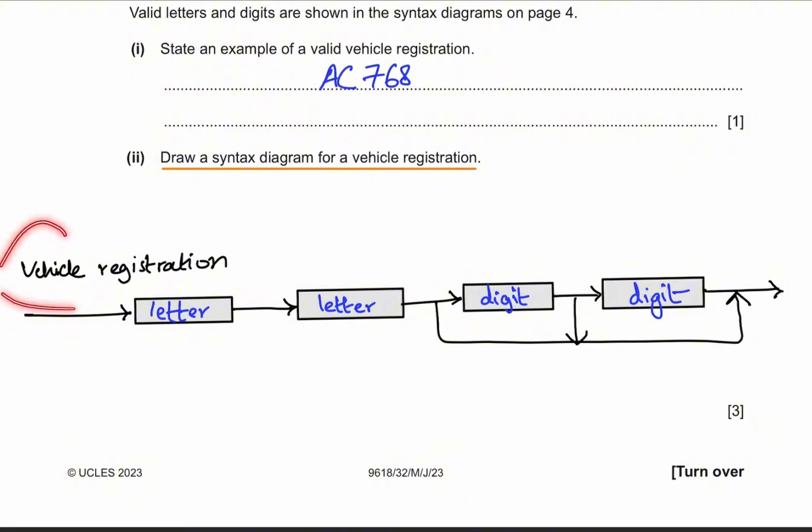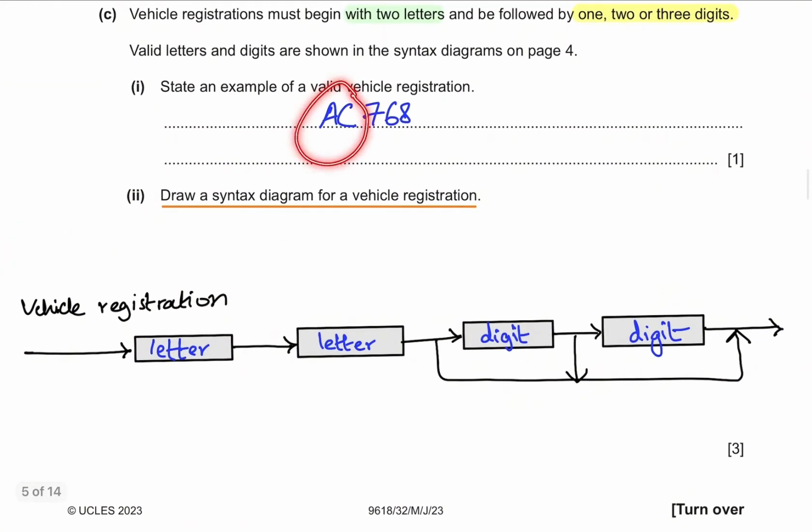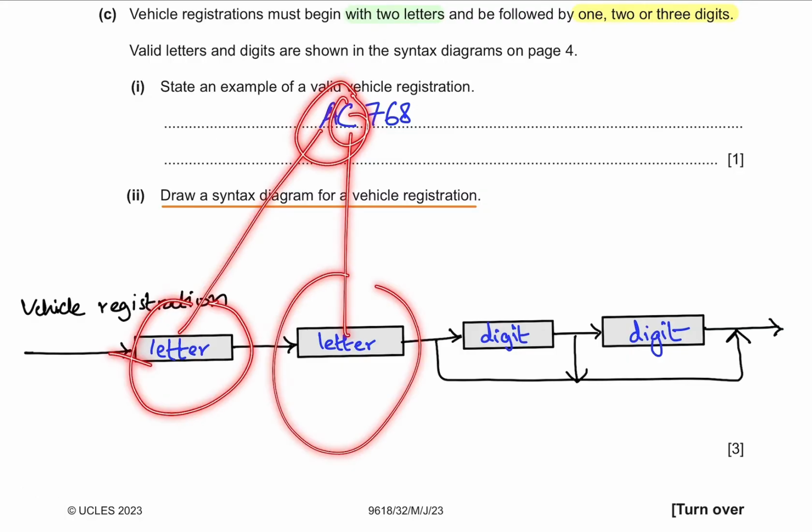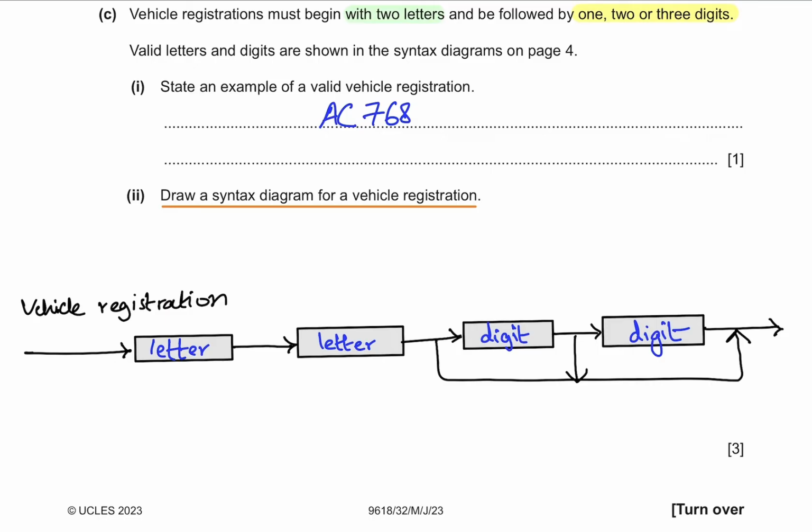This is the vehicle registration. Since we had two letters, one letter is here, A, and the second letter, C, is here. The first letter will pass on to the second letter, and then we have three digits. This is the first digit, this is the second digit, and this is the third digit. Why? Because after the first digit, the second digit is also being repeated.